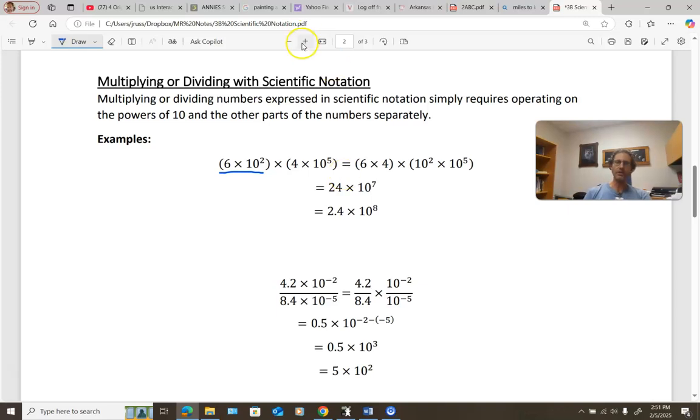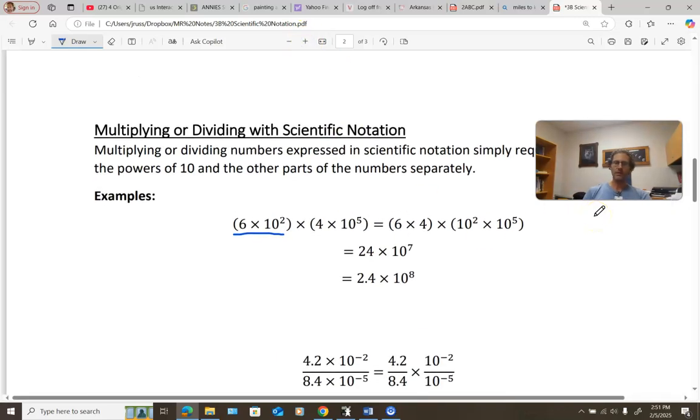Now you're not finished, and the reason is because 24 is not a number between 1 and 10, okay? We need it between 1 and 10. So there's a little understood decimal behind the 4, so I need to move it to the left one place.